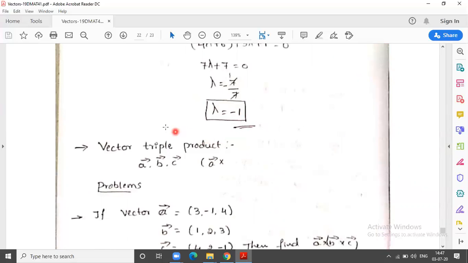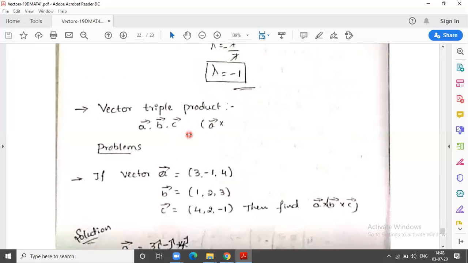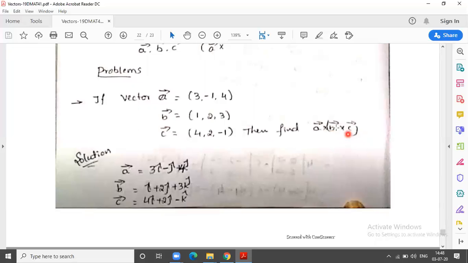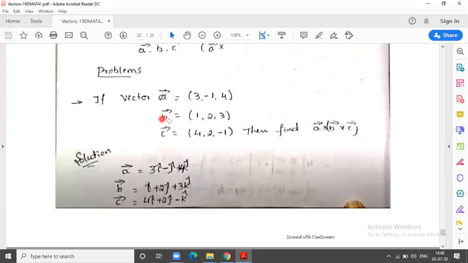One more concept is the vector triple product. Vector triple product means a cross product in between all the vectors, that is A cross (B cross C). To find it, first find B cross C, and then, taking that as one vector, use the same method to find the next cross product. For example, if A equals (3, -1, 4), B equals (1, 2, 3), and C is (4, 2, -1), find the vector A cross (B cross C).